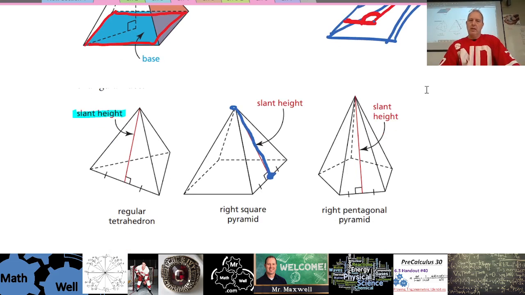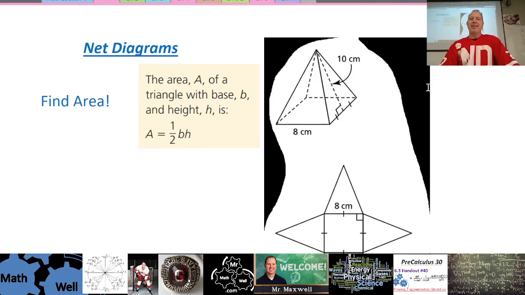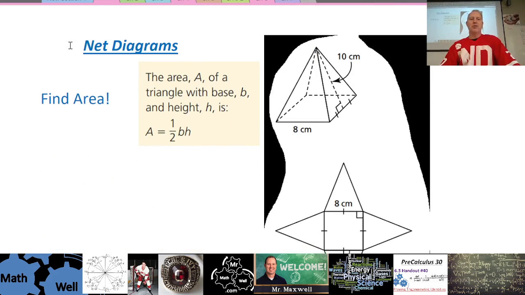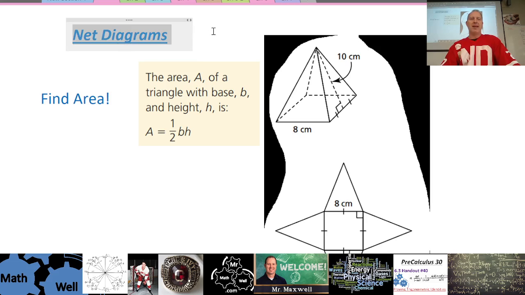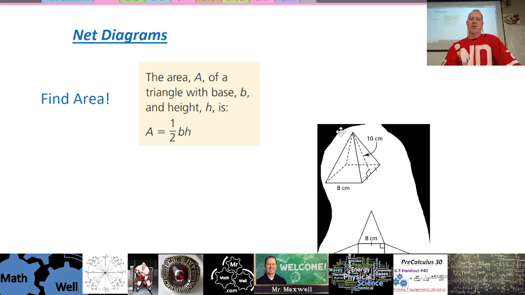Okay, let's talk about net diagrams, okay? Net diagrams. Do you guys remember hearing about net diagrams before? Okay, some of you are like, ooh, shudder when you hear of net diagrams. Net diagrams are necessary for us to at least visualize what surface area is all about. And so I'm going to get you guys to draw net diagrams for a little while here. And a net diagram assists us in determining area of three-dimensional shapes.